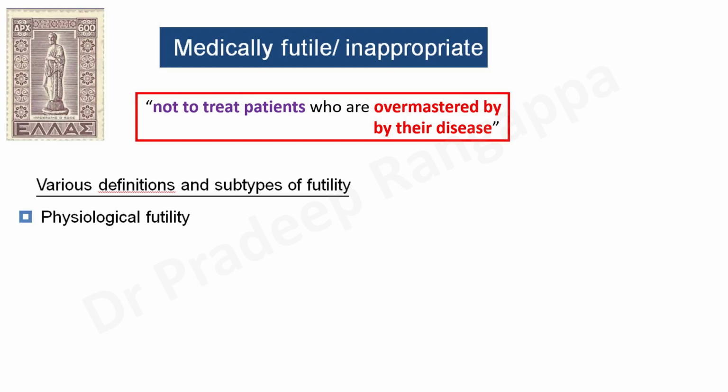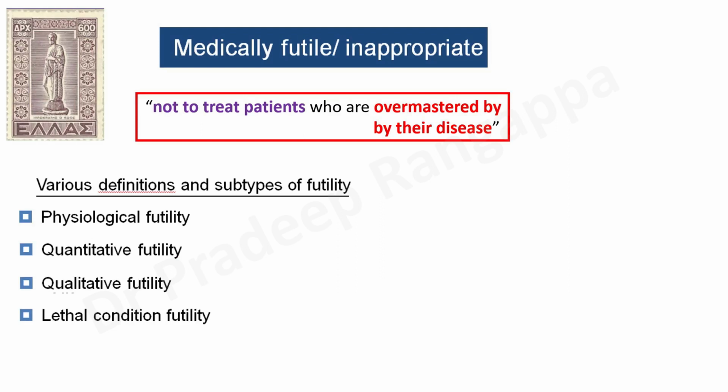So there are various definitions of futility. There's physiological futility, quantitative futility, qualitative futility, and lethal condition futility. And there is imminent demise futility. I'm sure any intensivist who is hearing this would know what is imminent demise. A patient who's on multi-organ failure or a lot of support, with increasing inotropes, we know that patient is going to die. Lethal condition futility is where you have an underlying, possibly advanced cancer with metastasis. There is no reversibility to the condition, and the patient would die despite whatever measures one is putting in place.